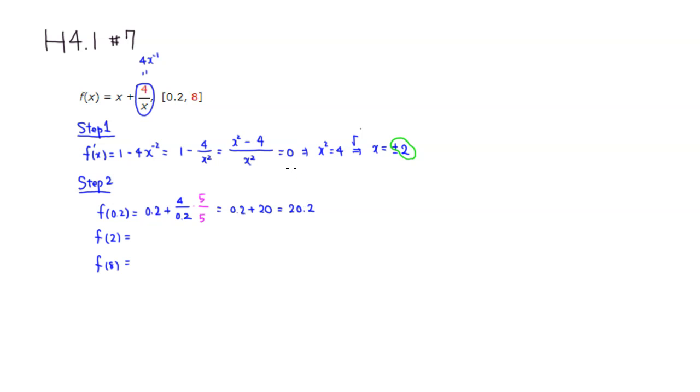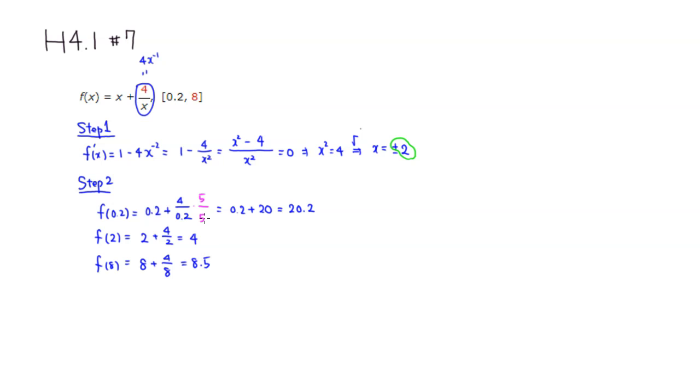When x equals 2, you plug in 2 here plus 4 over 2. So it's 2 plus 2, so 4. And when it's 8, you have 8 plus 4 over 8. That's going to be 8 and a half, so 8.5.